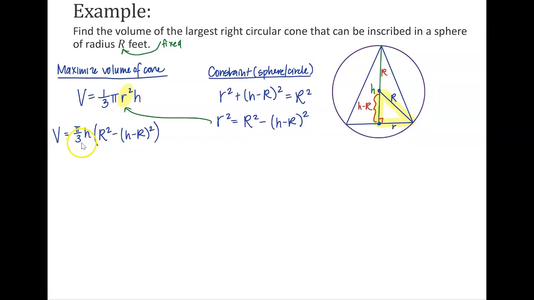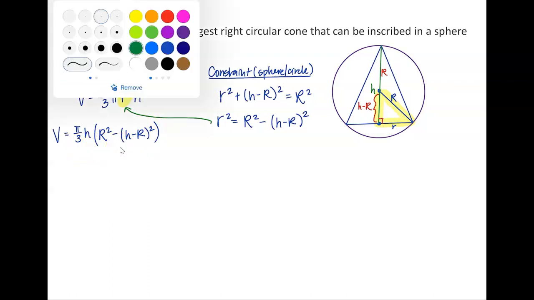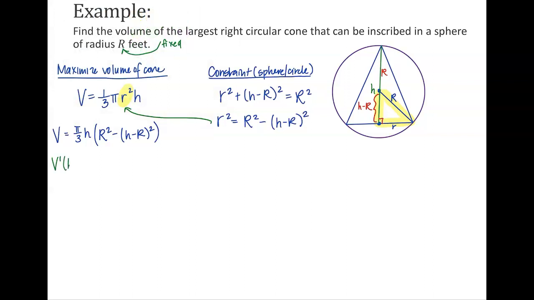Now when looking at this equation, I have a product rule involved. So I have pi over 3h, a function of h, and then over here I have a function of h as well. So I'm going to go ahead and move forward with taking the derivative using the product rule. So we have V prime of h would be the first function, pi over 3h, times the derivative of the second. Now the derivative of R squared is 0 because R is a constant, right? The only variable is h. So this part is 0.